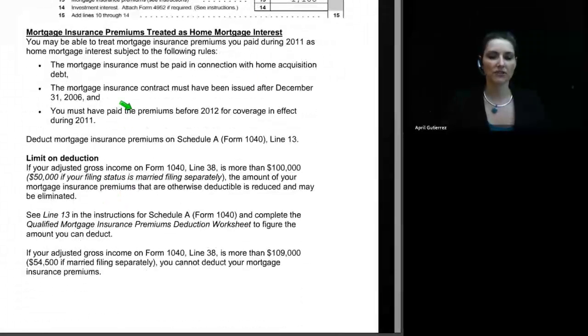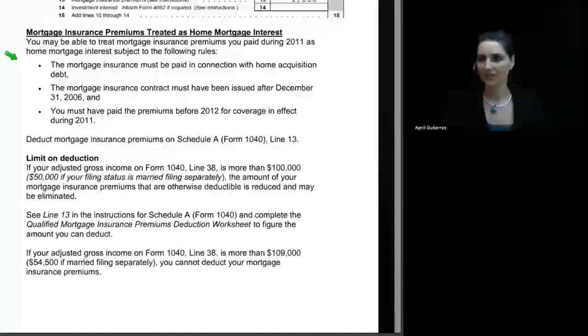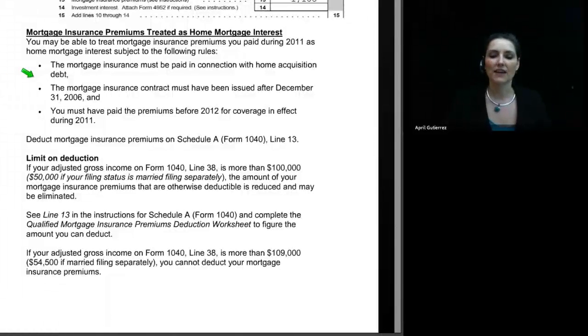Speaking of mortgage insurance premiums, let's learn about the rules for those. You may be able to treat mortgage insurance premiums you paid in 2011 as home mortgage interest. The IRS is still saying that there's only two types of interest you can deduct, mortgage interest and investment interest. And they're not saying that you can claim a deduction for insurance. What they're saying is that certain kinds of mortgage insurance are going to be considered interest. And in a way they are.